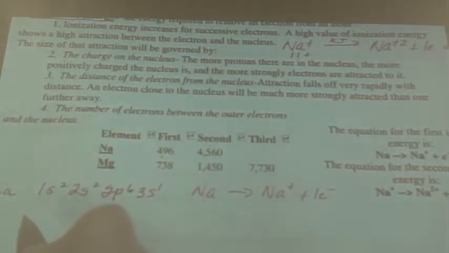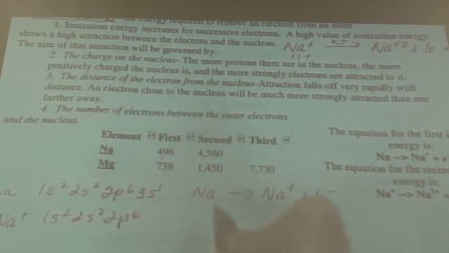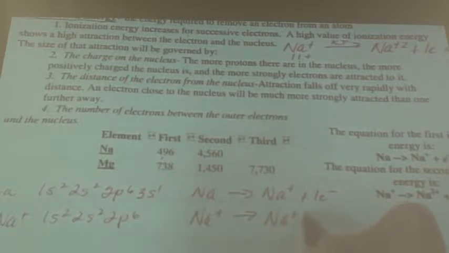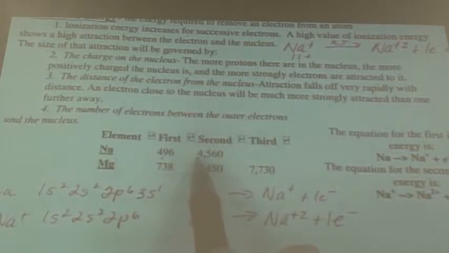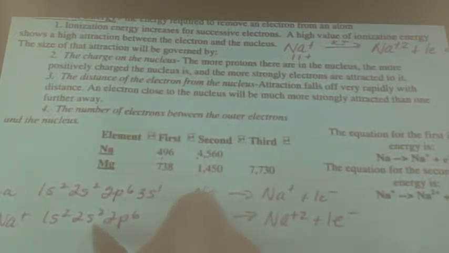The second ionization energy, that would take the sodium ion, 1s2, 2s2, 2p6, that ionization energy is 4,560 kilojoules per mole. Why did it go up so high? Because of the attraction and distance. It's closer to the nucleus. I broke into the core electrons, didn't I? I had to snatch an electron from the core.